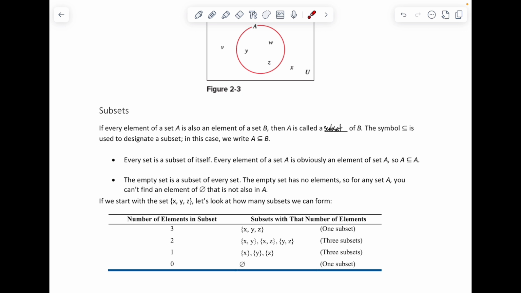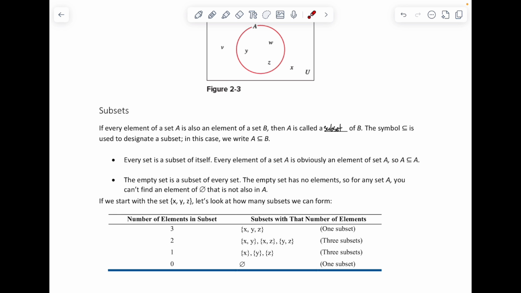So a few notes about subsets. Every set is a subset of itself because every element of a set A is obviously an element of set A, right? So this is a true statement. A is a subset of A, right? Because it meets the definition of what a subset is.